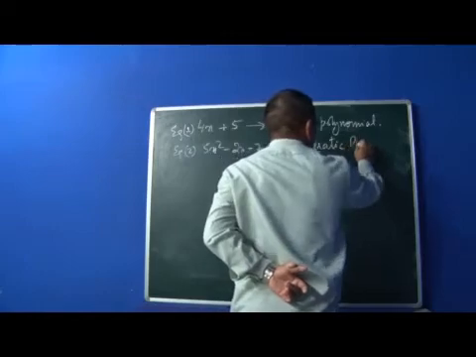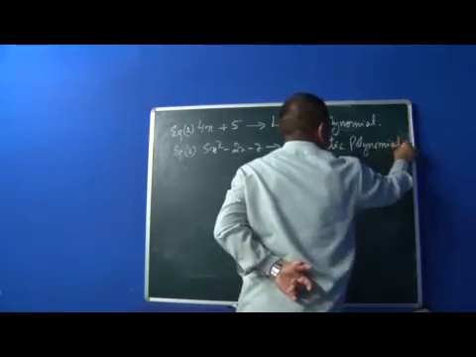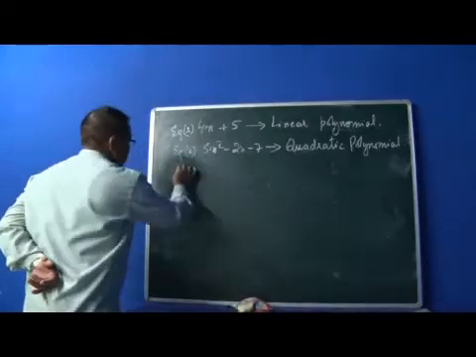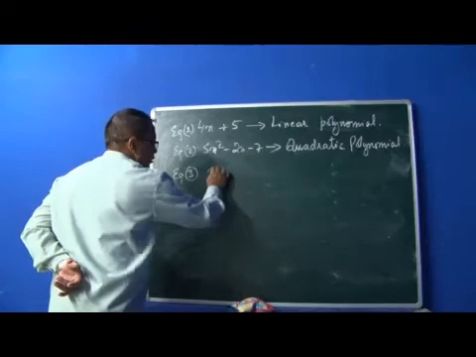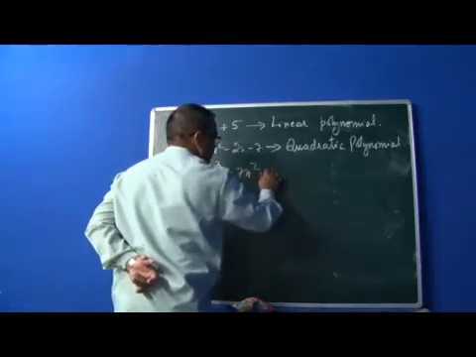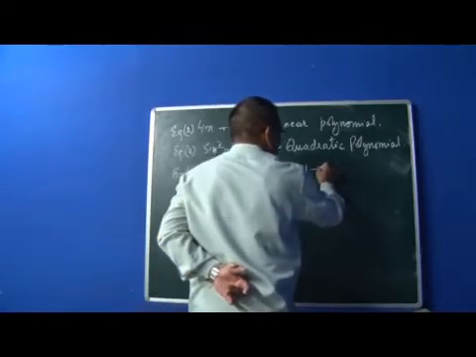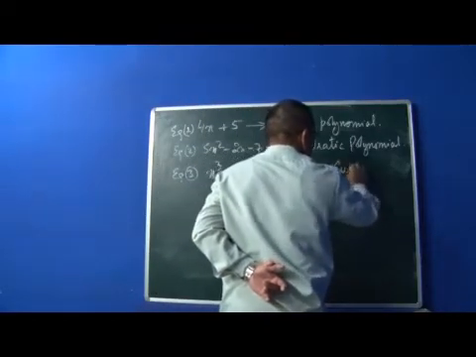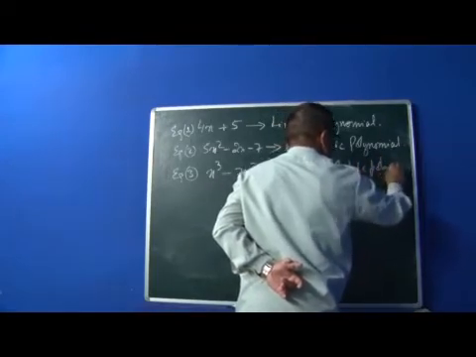Quadratic polynomial. Okay? Then we can take another example 3: x cube minus 7x square plus 3x minus 1. Here we call it a cubic polynomial.